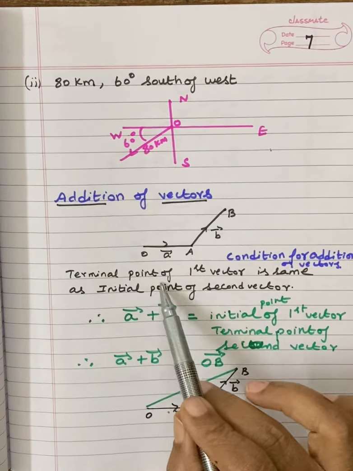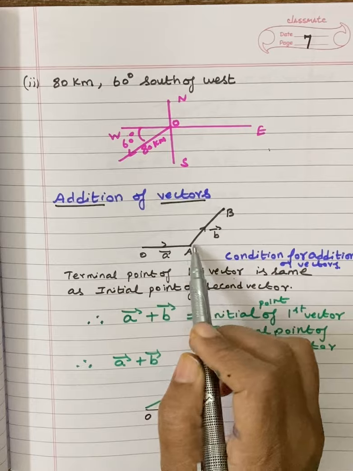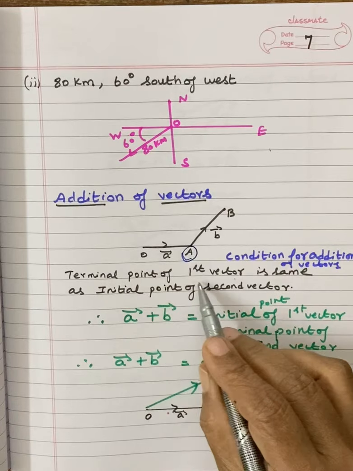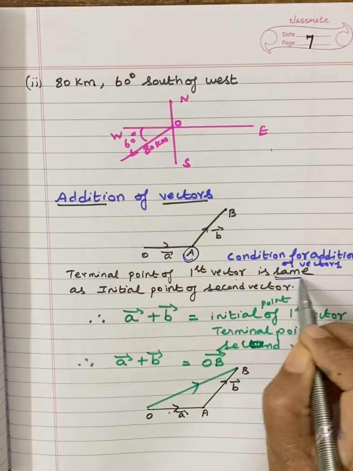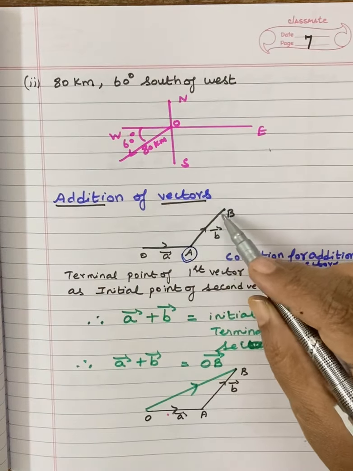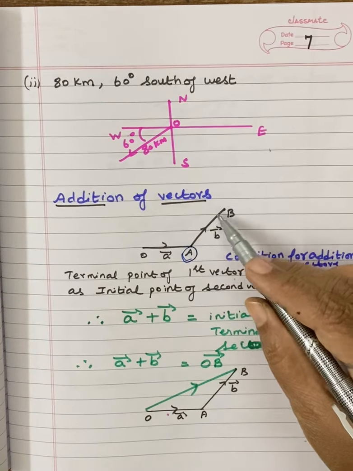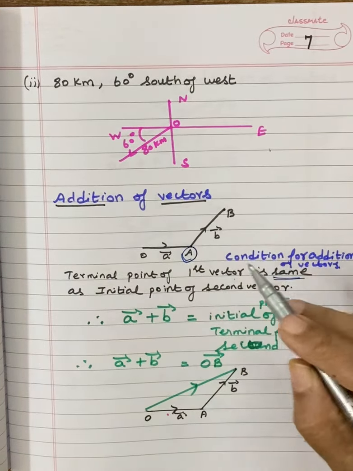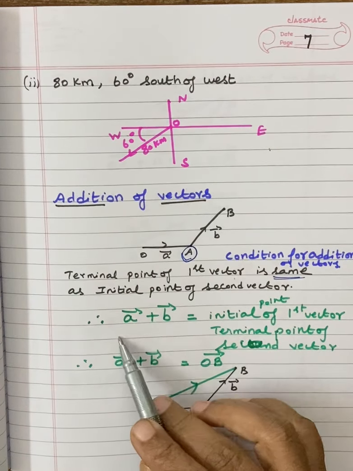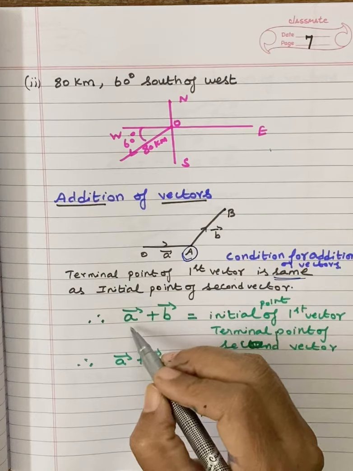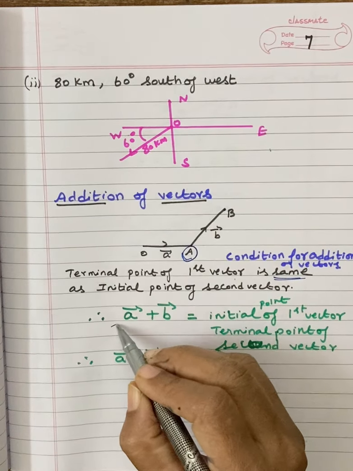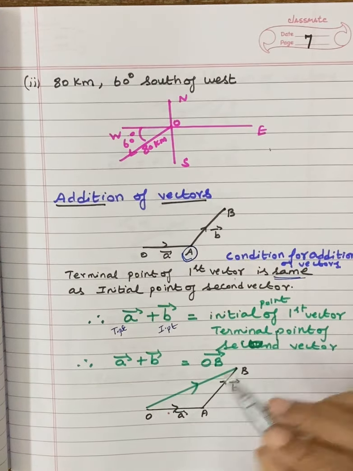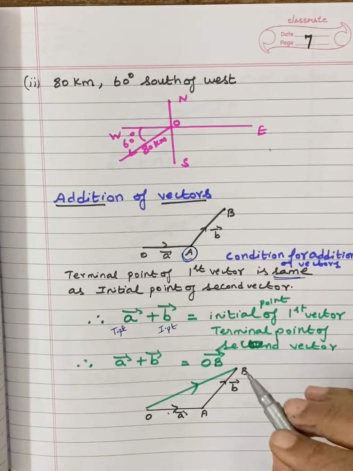The terminal point of the first vector. This is my first vector, OA vector. The terminal point is A. The terminal point of the first vector is same as the initial point of the second vector. Second vector is this. Its initial point is A. So terminal point and initial point have to be same. Then only we can add. So A vector plus B vector I am going to add, because the terminal point of this and the initial point are same. I can add. Okay, then what will be the answer?